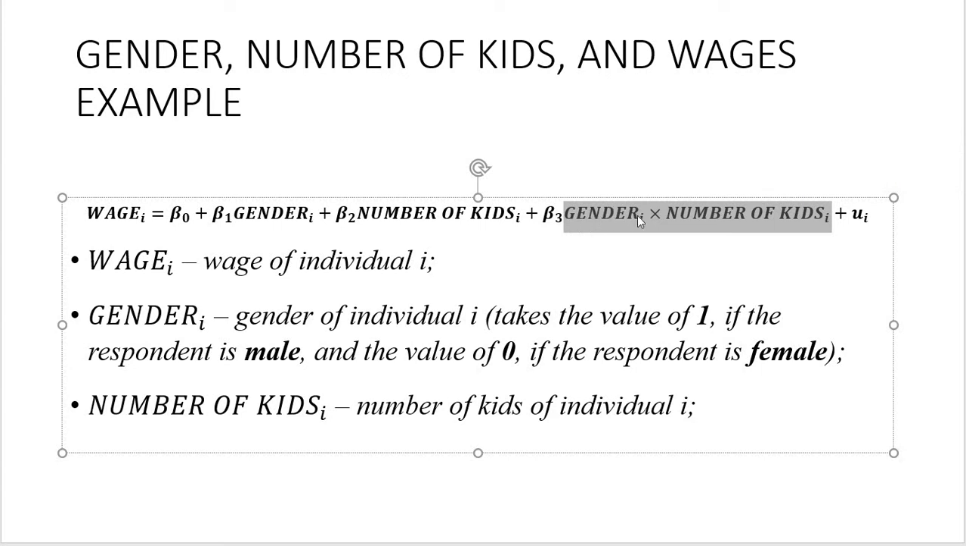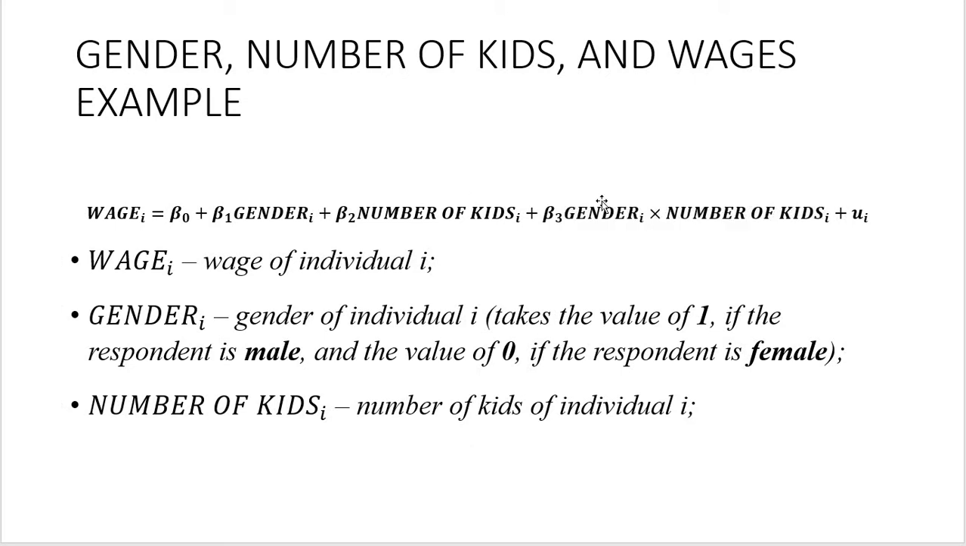So gender is a dummy or a binary variable which takes the value of 1 if the respondent is male and the value of 0 if the respondent is female. And number of kids is a cardinal discrete variable. It's cardinal because 4 kids is twice as much as 2 kids, and it's discrete because it's not possible to have 3.2 kids or 2.5. It has to be a whole number. So that's why it's not a continuously distributed variable.